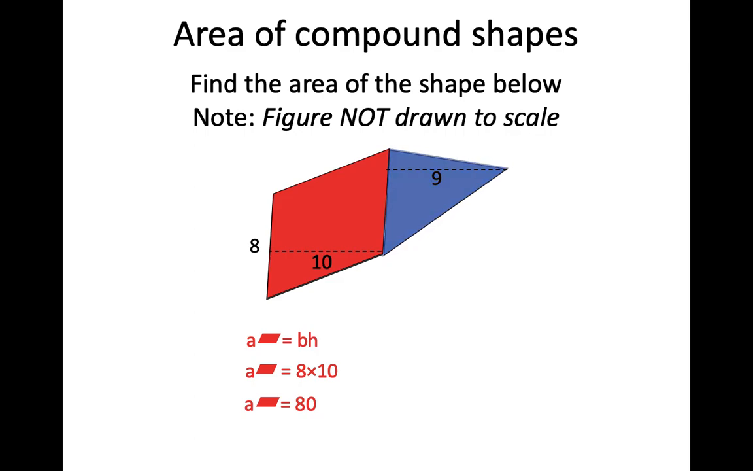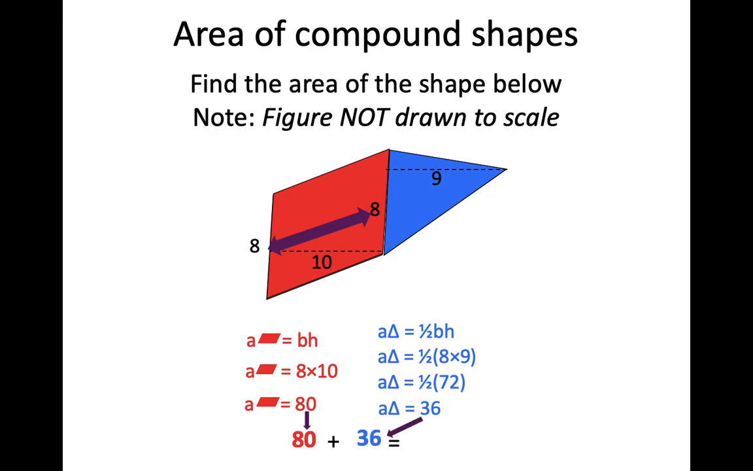But now I have to find the area of this blue triangle. And I see the height there is 9, but I don't see the base. But luckily, I know that in a parallelogram, opposite sides are congruent. So if that side on the left is 8, then that side on the right is 8. Now I have what I need: the area of a triangle is 1/2 base times height. So I know that's 1/2 times 8 times 9, or 1/2 of 72, or 36.